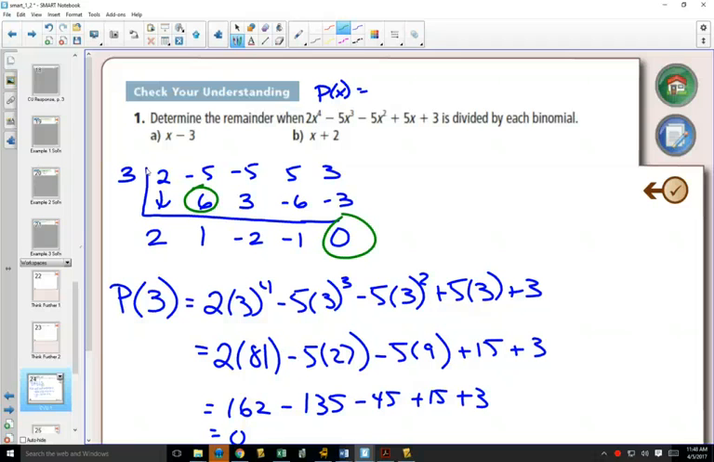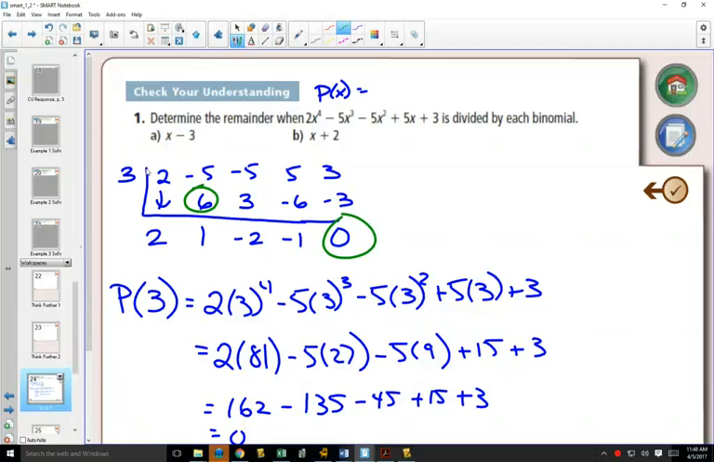Plus, the synthetic division not only tells us the remainder, it tells us important information as well. It tells us that once you divide by x minus 3, you're going to get 2x cubed plus x squared minus 2x minus 1 as the answer. So you can already write your division statement. So the synthetic division tells us a little bit more.